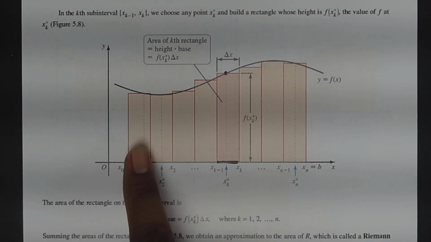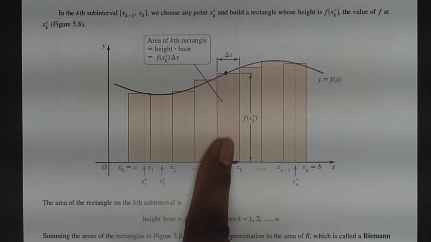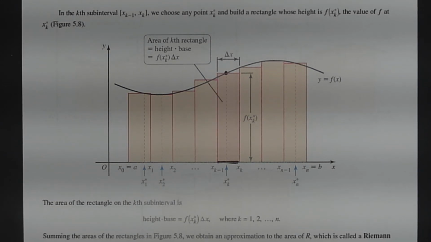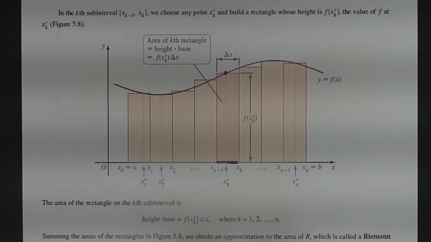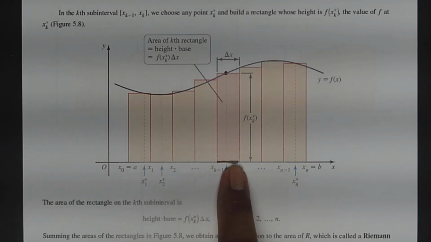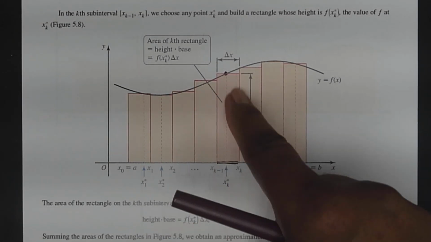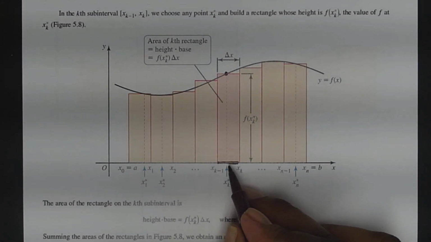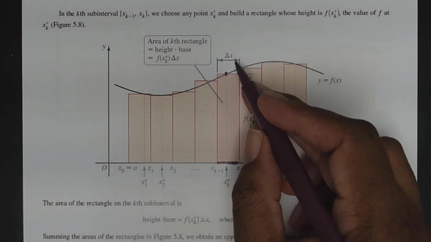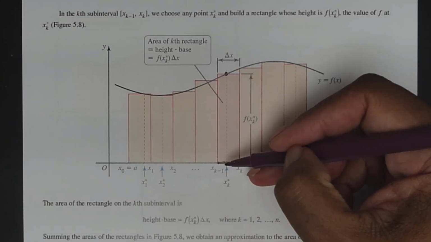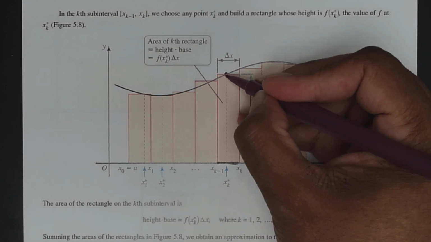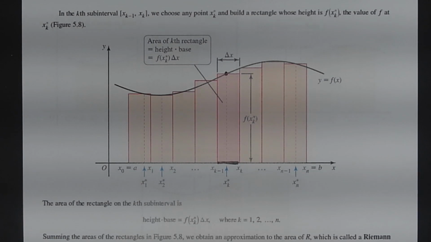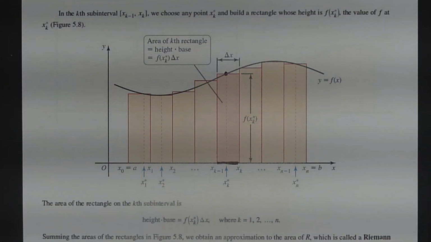Now here we can build rectangles like this. I do need to mention that the formula for the area of a rectangle is length times width. But in this case, we're dealing with the base, which is down here, times the height, going straight up and down, or height times base as they have it here. So here our base is going to be that delta x. And then the height would be that f of x star sub k, from the x-axis up to that point right there. And that'll be multiplied by delta x.